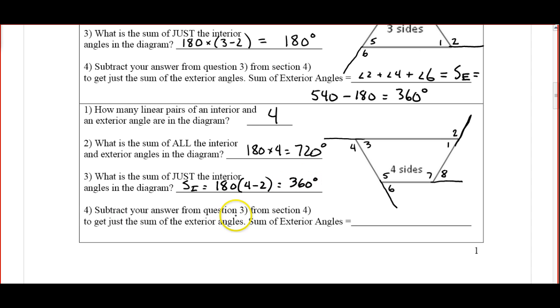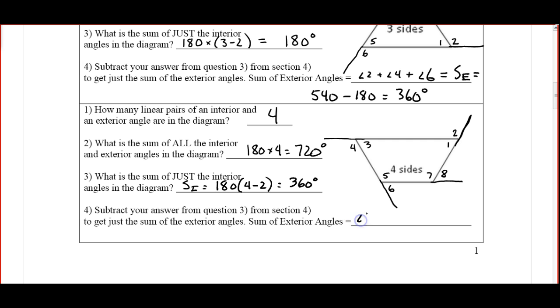And then subtract your answer from question 3 from question 2 to get the sum of just the exterior angles. Again, we're going to take all the angles that we added up in step 2, subtract out the inside ones, and we'll be left with the outside ones.